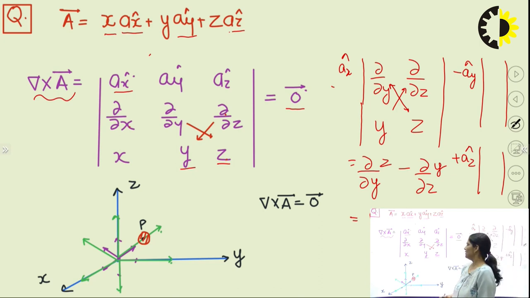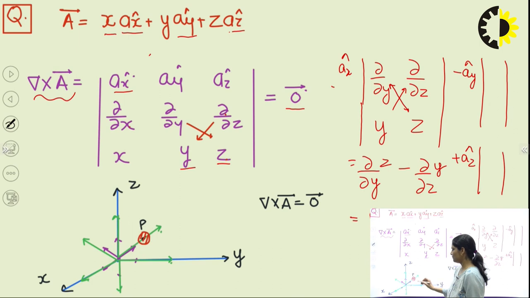Now if you want to find out direction, here you have x, y, z axis and your field is in this direction, this direction, this direction, and your point is here, that is represented as P. So you cannot rotate it in clockwise or anticlockwise. So your direction is here, so here no direction.